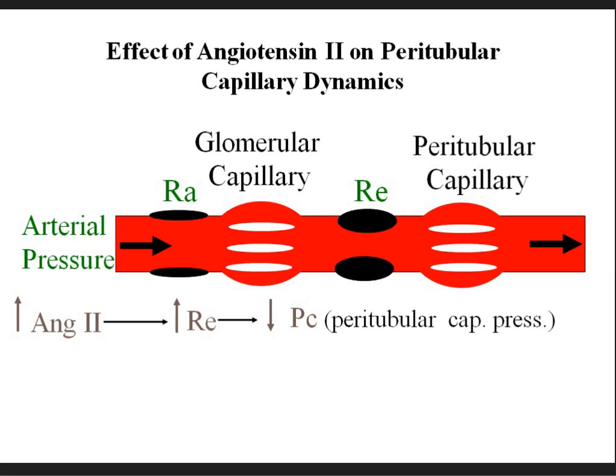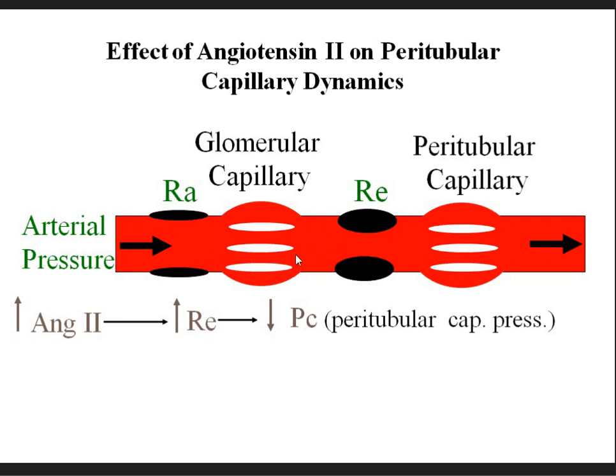So this is the same thing which we discussed, that how angiotensin 2 preferentially acts on the efferent arteriole. This is the glomerulus shown here, this is the afferent arteriole shown here, and this is the efferent arteriole shown here, and this is the peritubular capillary. So this is showing the constriction of the efferent arterioles. When this is constricted, which happens with angiotensin 2, there will be decrease in peritubular capillary pressure.